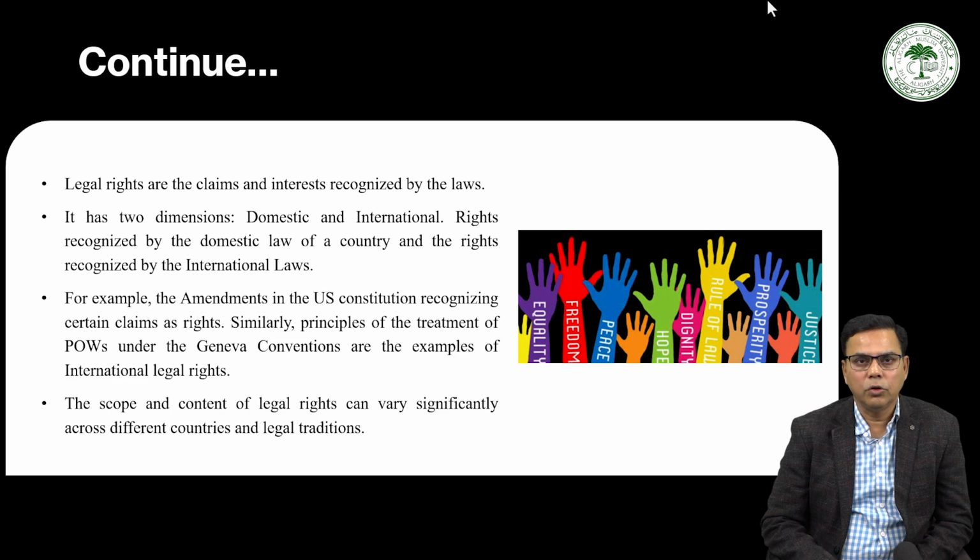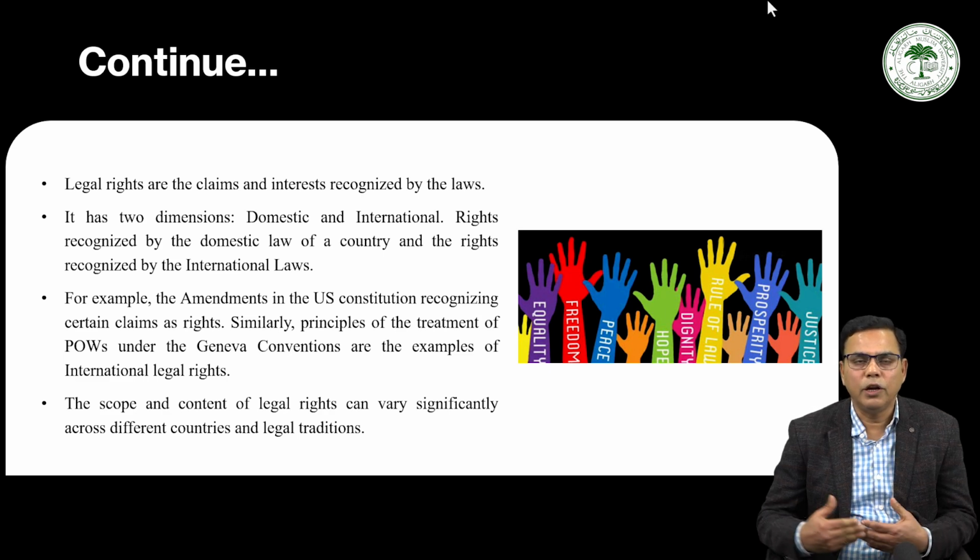Different countries, according to their own cultural traditions, devise different kinds of laws, and different kinds of rights are recognized. For example, in many countries of the world, we find that lesbian and gay rights have been recognized and legitimacy has been provided to gay and lesbian marriages. But there are other countries which criminalize these kinds of inclinations. So we find different kinds of countries.